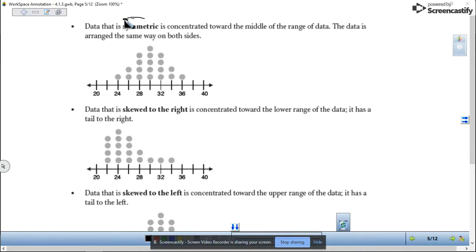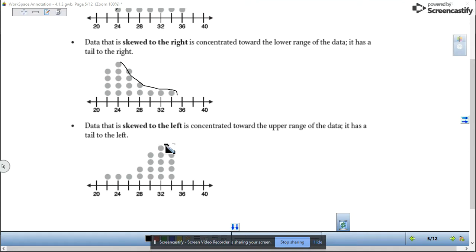So symmetric has a very triangular shape. Skewed to the right means it has a tail on the right. And then skewed to the left means most of your data is on the right and it's got a tail on the left. So again, it might be easy to get these confused about the skewed part. Remember, skewed basically means left-tailed or right-tailed. So it's whichever side the data tails off on, not the side where most of the data is collected.